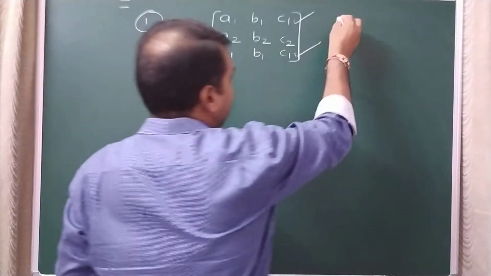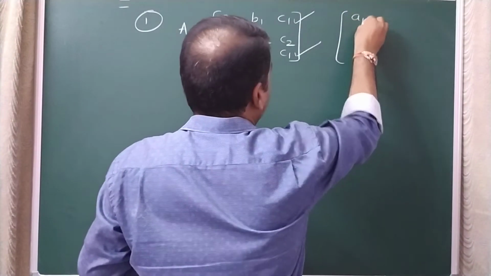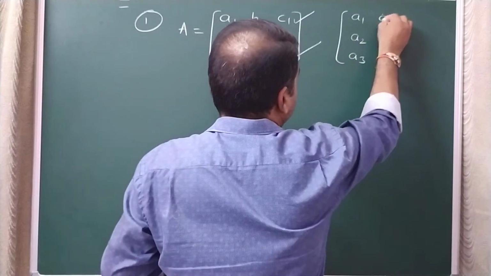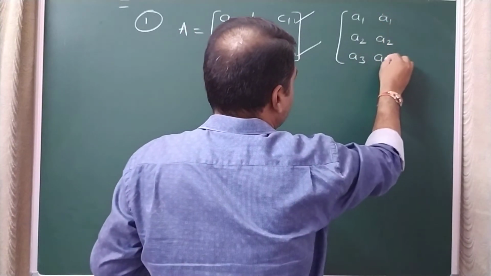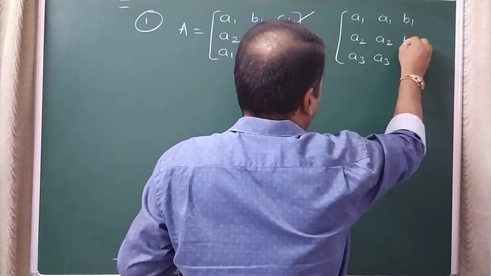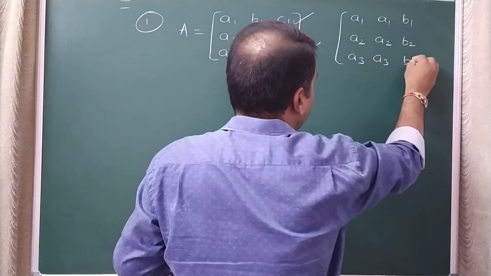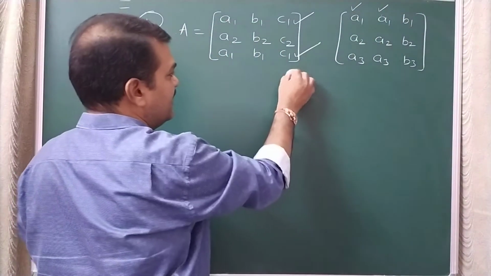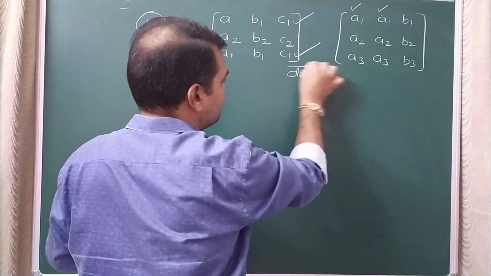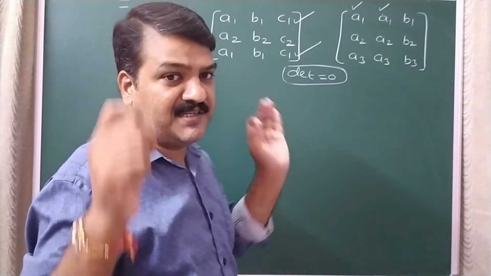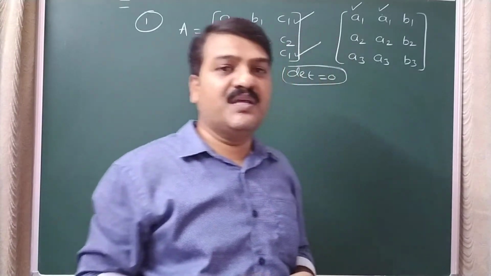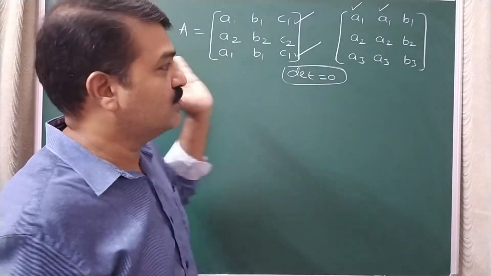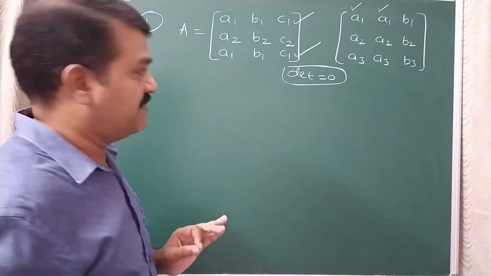I can also write a determinant whose columns are the same, for example like this. You can see that the first column and second column are identical here. Since the first column and second column are identical, we can simply write the determinant as 0 without even expanding. Directly we can write the determinant as 0. That is the importance of this property.